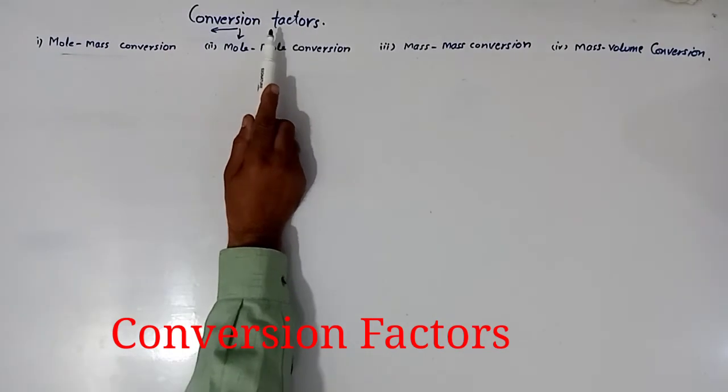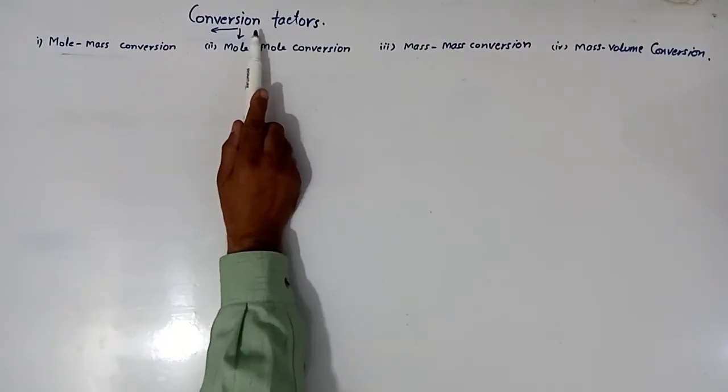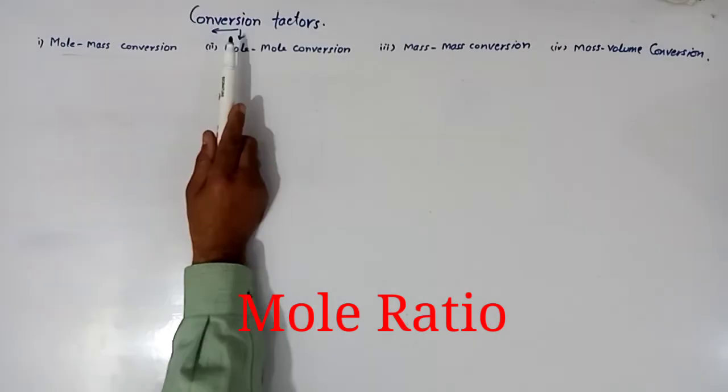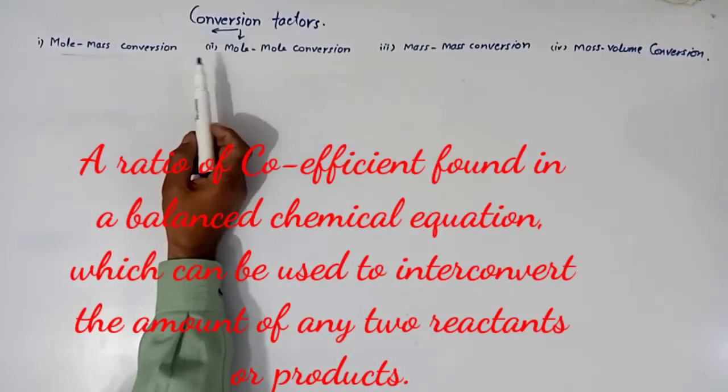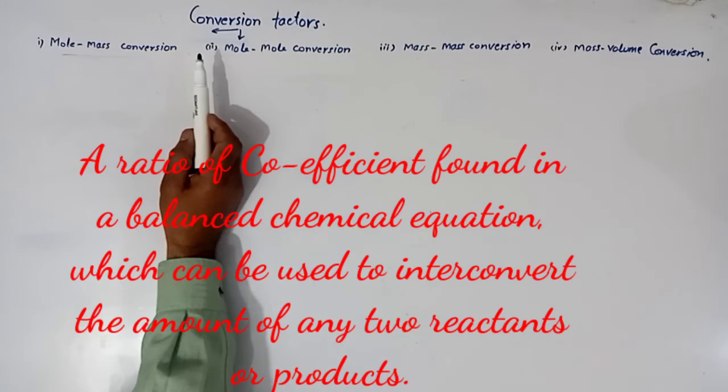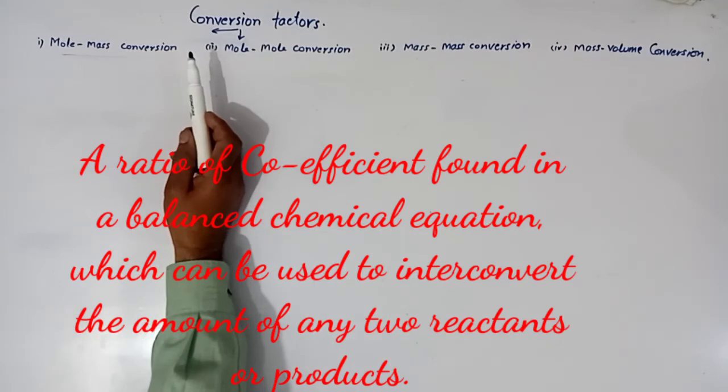Conversion factors are also called mole ratios. A conversion factor can be defined as a ratio of coefficients found in a balanced chemical equation, which can be used to interconvert the amount of any two reactants or products.